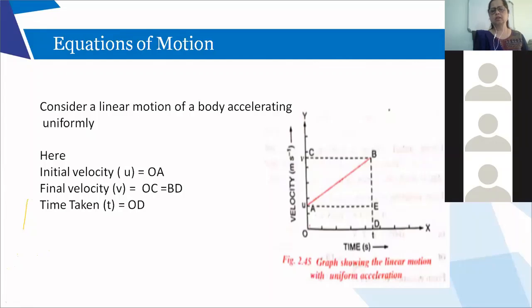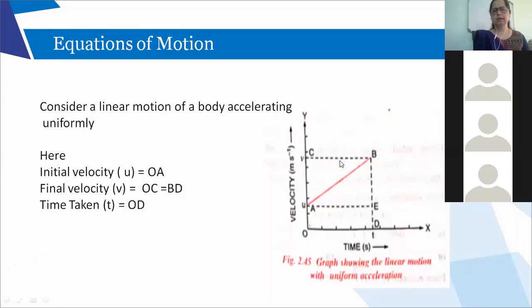Why is it not starting from 0? Because when I started noting, there was already some speed in the bus. The bus was already having some kind of speed. So this is a graph. Now this is a velocity time graph. Now very important, you have to note the things.